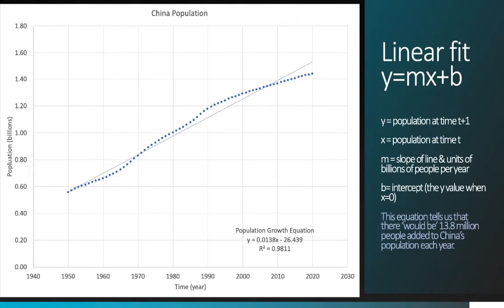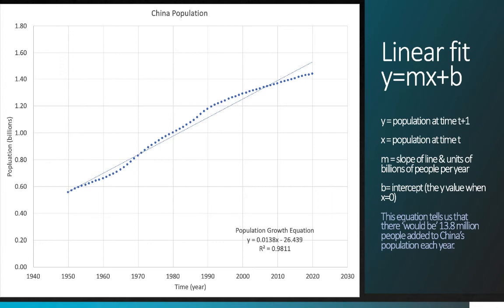The simplest approach to analyzing this growth curve would be to assume that the future will be like the past. And we get that if we fit a straight line to the last 70 years of data. Remember the equation for a line. It's y equals mx plus b, where y is a population at time t plus 1, so 1 year in the future in this case.